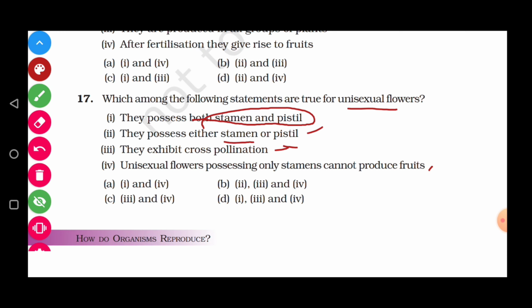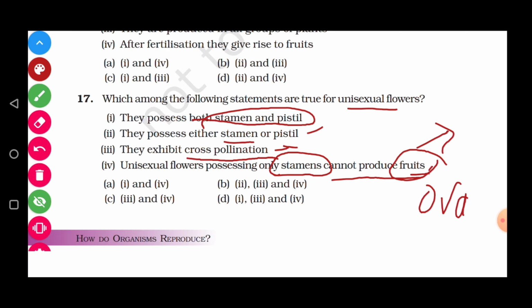They exhibit cross pollination. Why will they do cross pollination? Because pollen grains will be transferred from the stamen of one flower to the pistil of another flower, because they are unisexual. Next, unisexual flowers possessing only stamens cannot produce fruits. Where stamen is present, fruit formation cannot happen, because the fruit is formed from the female part of the flower, that is the pistil, and in the pistil the ovary is responsible for formation of the fruit. So this is also a correct statement, only the first is wrong.